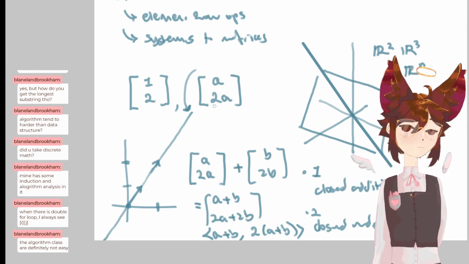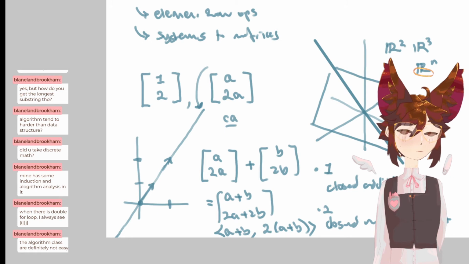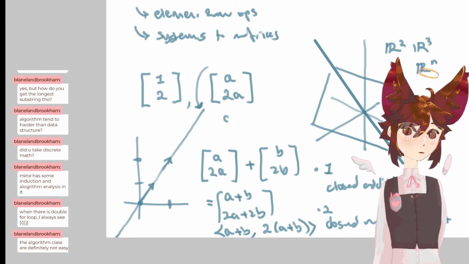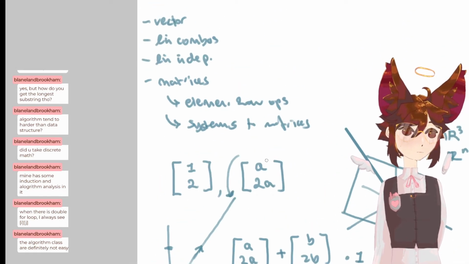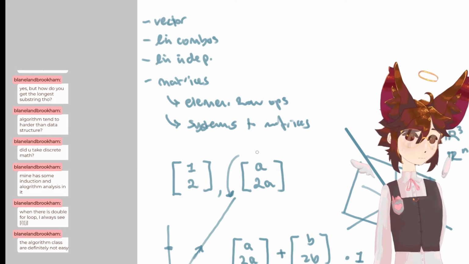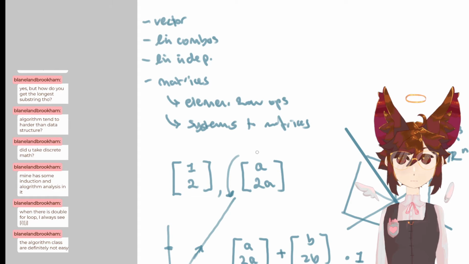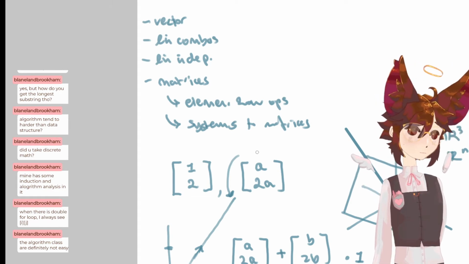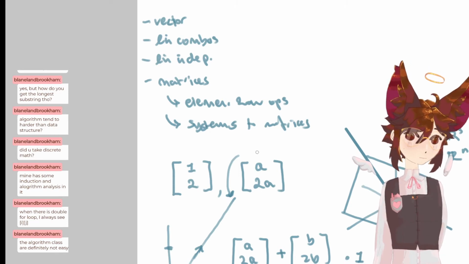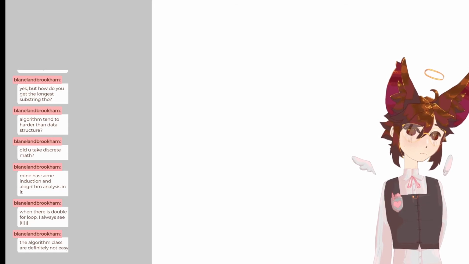And if we were to multiply this by some scalar, it stays on the line. So they're going to be subspaces.